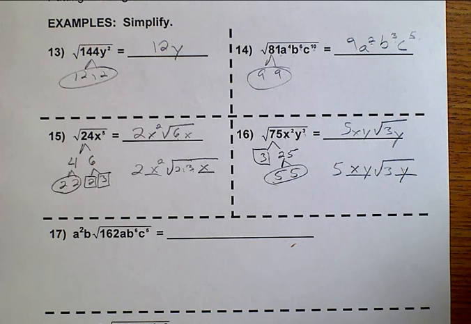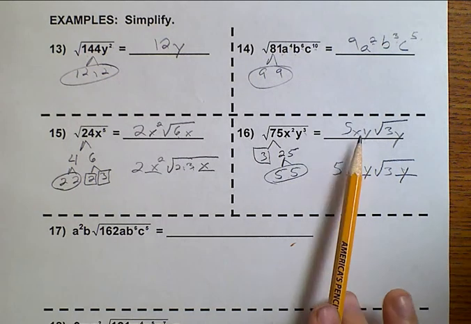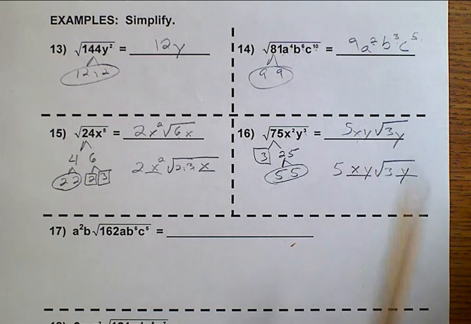So again, all we're doing is we are factoring things out until we can get pairs of numbers to pull out. Anything that doesn't pull out stays behind.